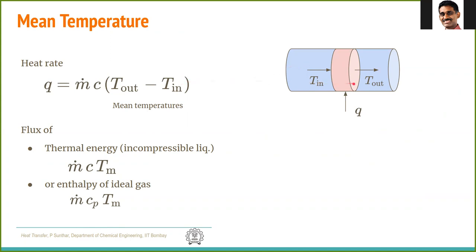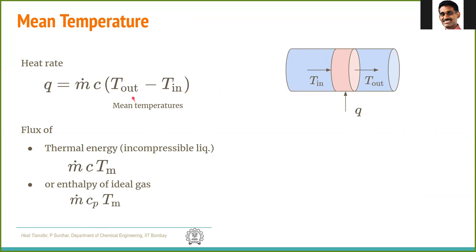To do that, we'll consider a small elemental volume. Assume that the temperature at the inlet of this cross section is T_in, and at the outlet of this cross section is T_out. If the temperature were uniform throughout, and convection from the wall is the only source of heat to this fluid, then Q, which is the heat from the walls, is m dot c (T_out minus T_in).